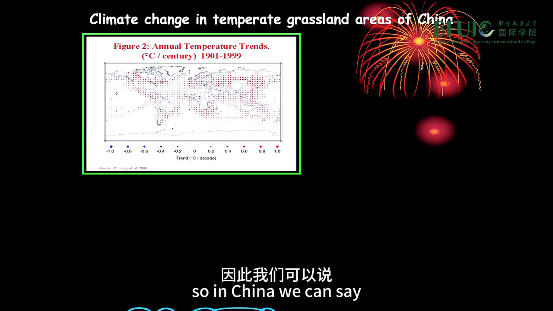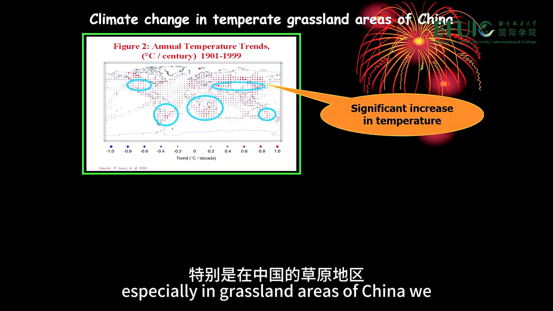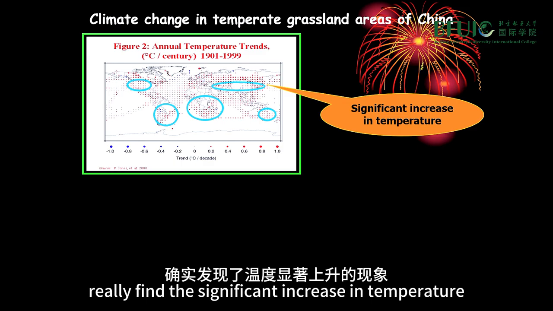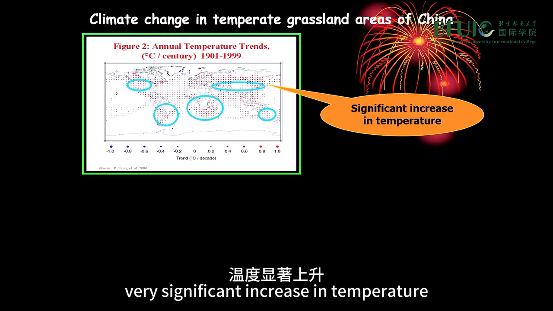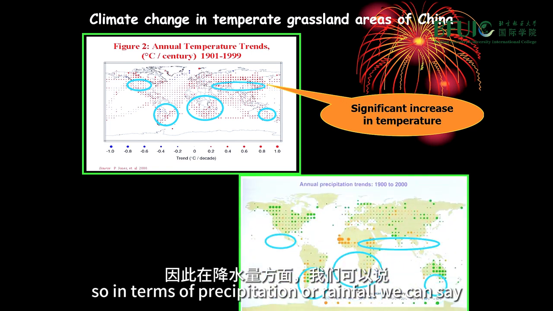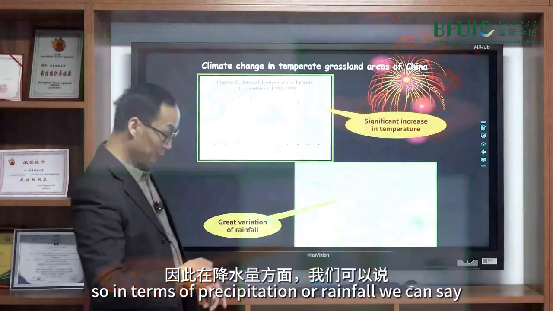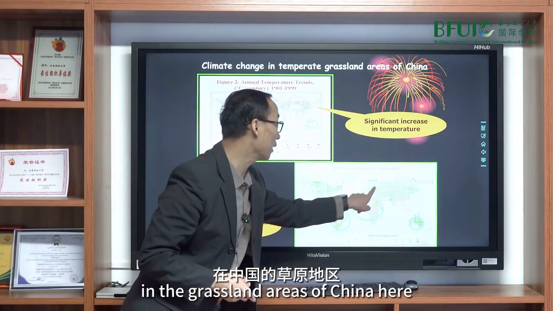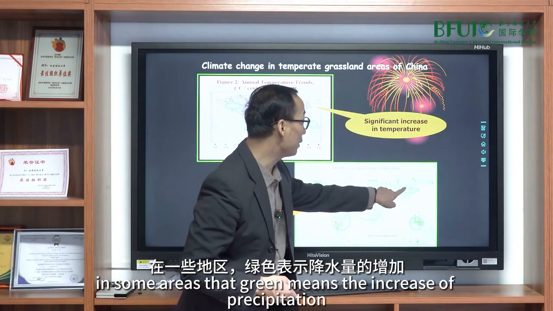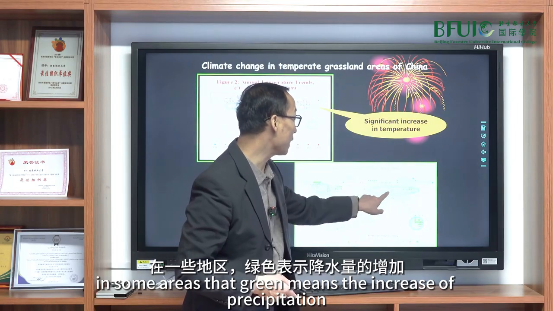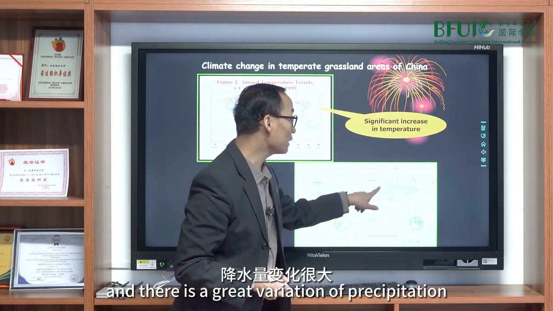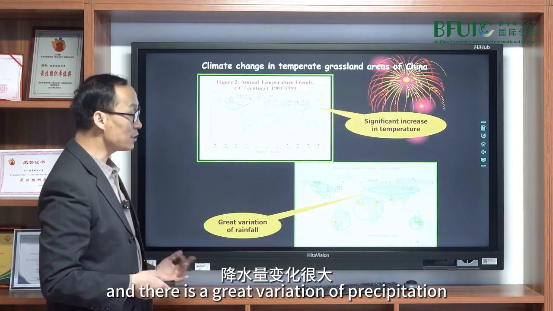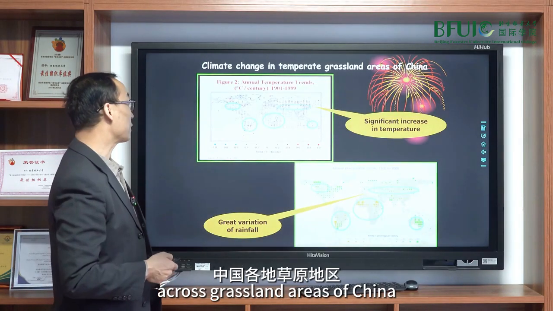In China, especially in grassland areas of China, we really found a significant increase in temperature. Look here, the red dots mean a very significant increase in temperature. In terms of precipitation or rainfall in the grassland areas of China, there's bigger variation. In some areas, the green means an increase of precipitation, and the yellow means a decrease of precipitation. So we can say that there's great variation of precipitation across grassland areas of China.